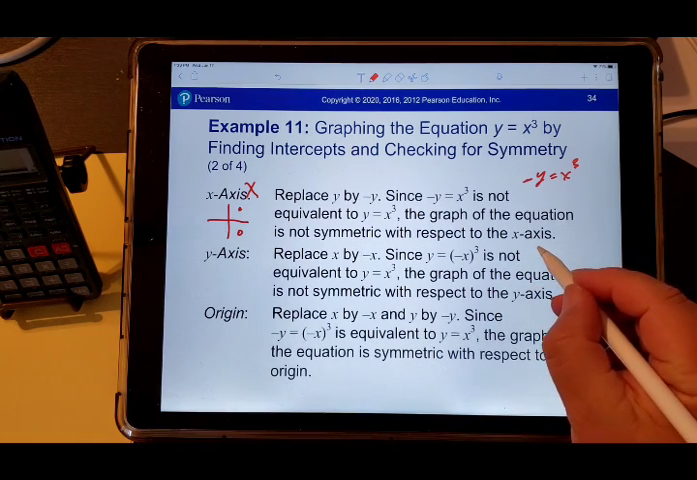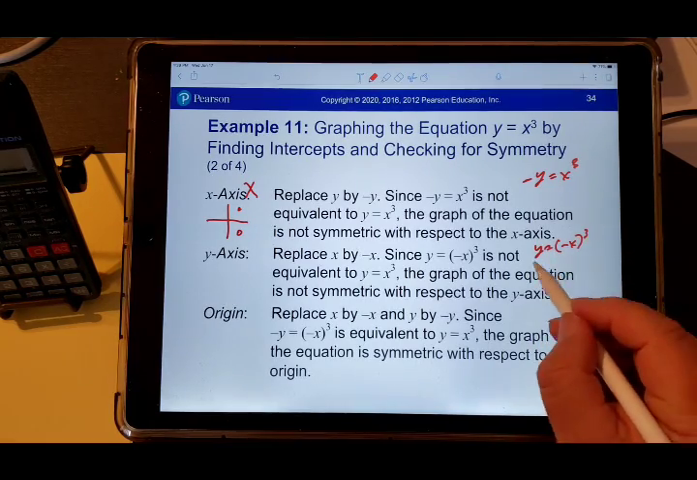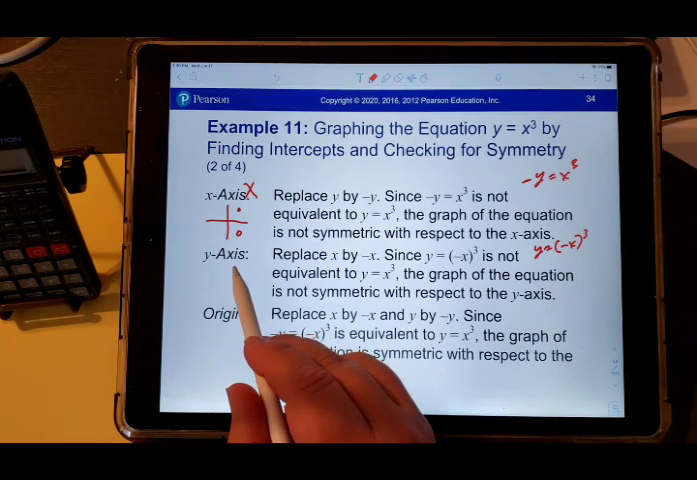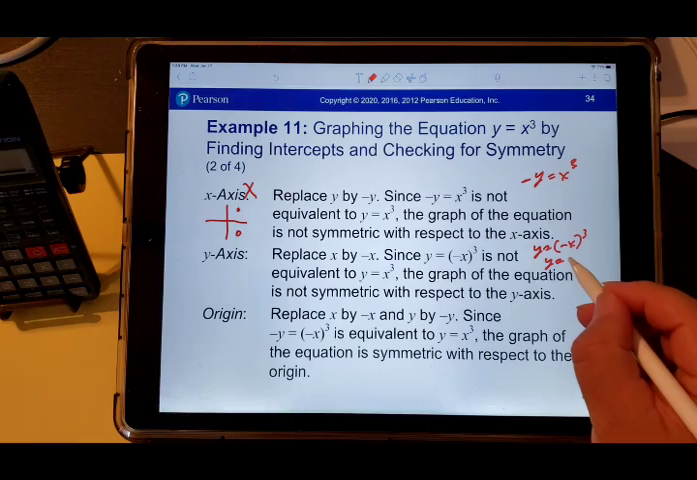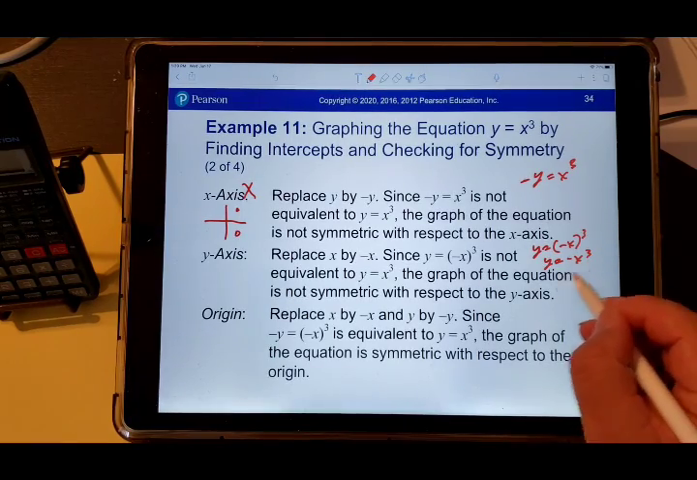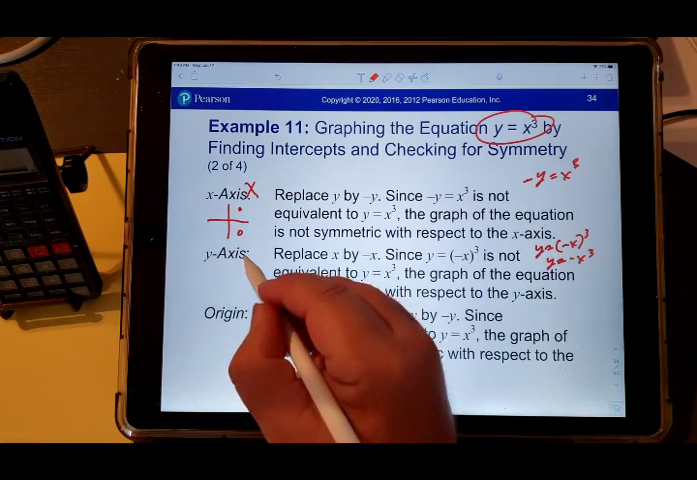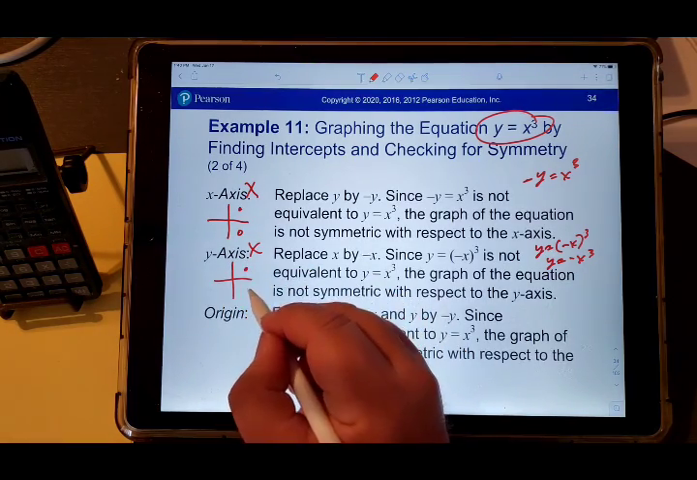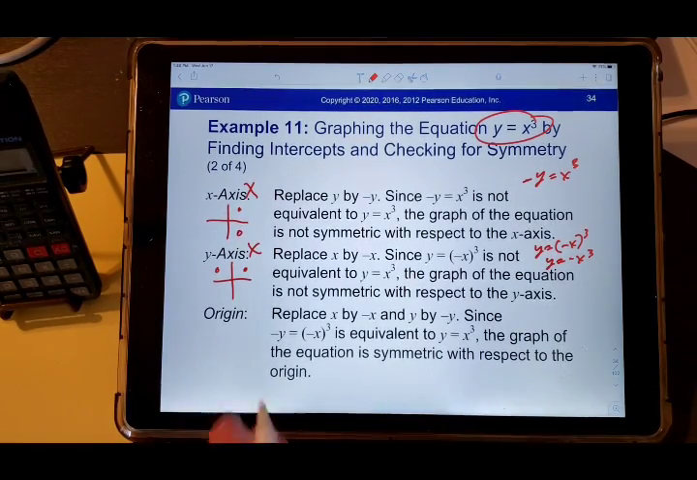All right, let's try it again. y equals minus x cubed. That's the test for symmetry with respect to the y-axis. And that does have a simplification, but the simplification doesn't lead back to my original. So another fail, another situation where if I have a point, I won't have a bonus point over here on the other side of the y-axis.